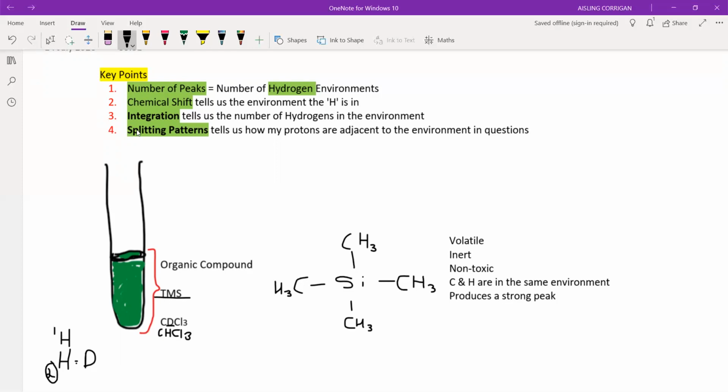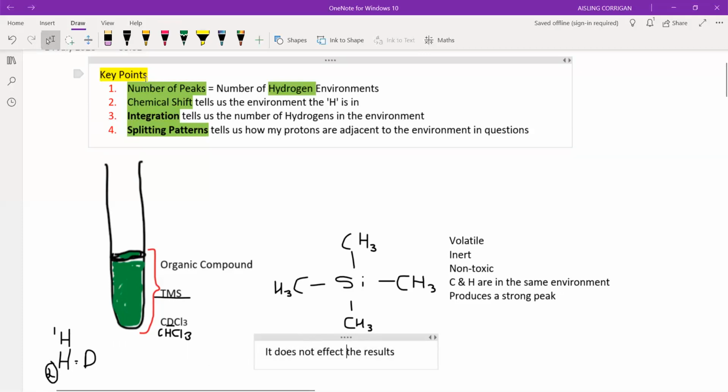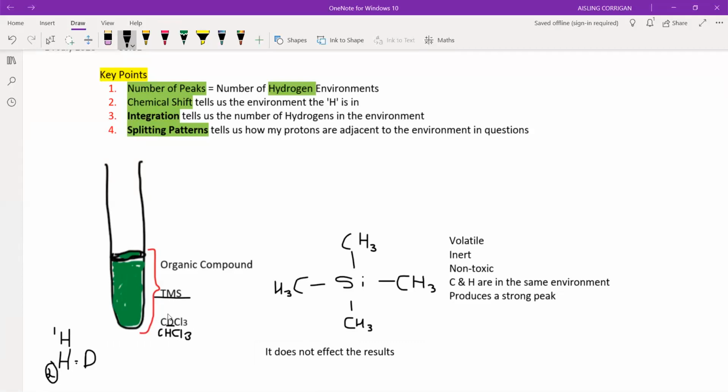It does to a small degree, but what you would answer to that particular question, why that is used, is that it does not affect the results. So that's it, long story short. It essentially doesn't affect the results, whereas the chloroform would. The deuterated chloroform won't.